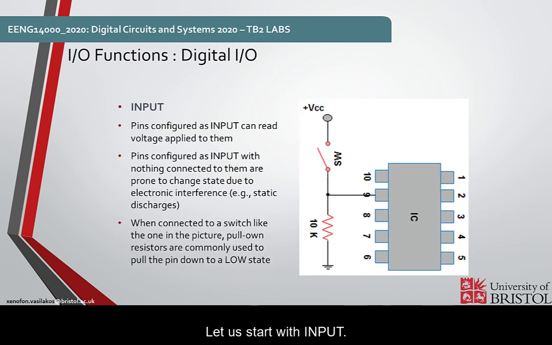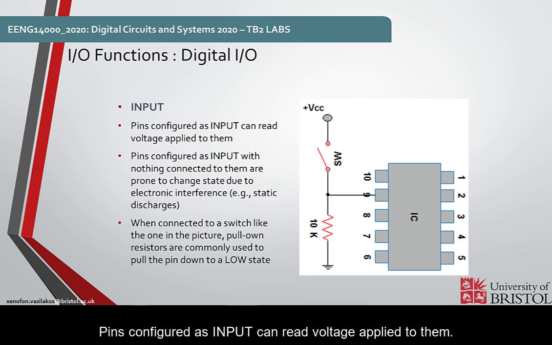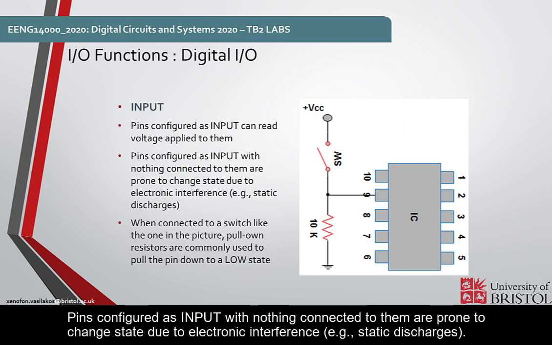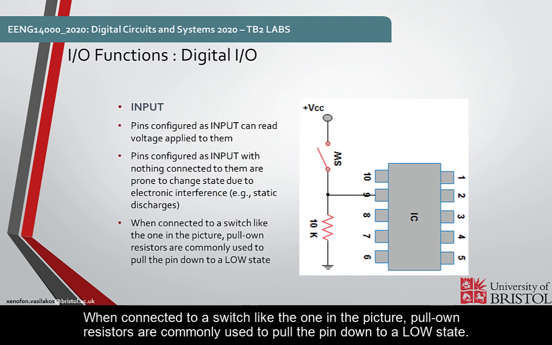Let us start with input. Pins configured as input can read voltage applied to them. Pins configured as input with nothing connected to them are prone to change state due to electronic interference, for example, static discharges. When connected to a switch, like the one in the picture, pull-down resistors are commonly used to pull the pin down to a low state.